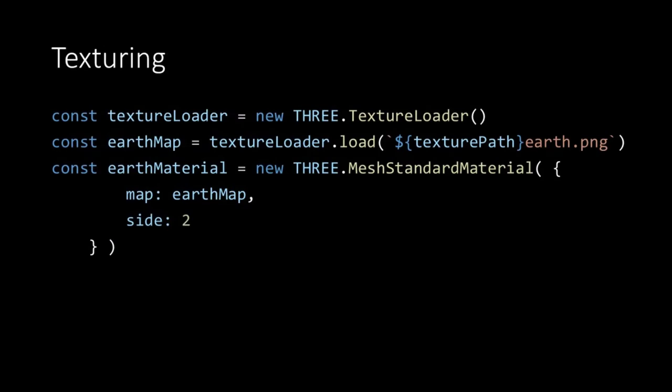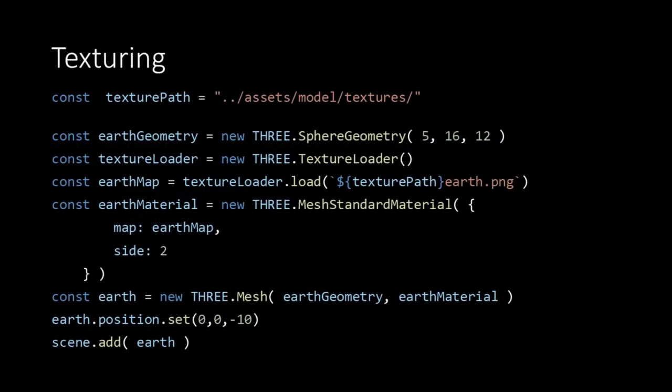Now we can create our texture loader. A texture loader is able to load images that can be used as textures. Then we create our Earth map by loading our image into the texture loader. So now we can assign the Earth map to the map property of our material. I also have set the side property to 2. This means that our texture can be seen from outside but also from inside. Not very useful for our Earth, but it will be useful for our strawberry model later.